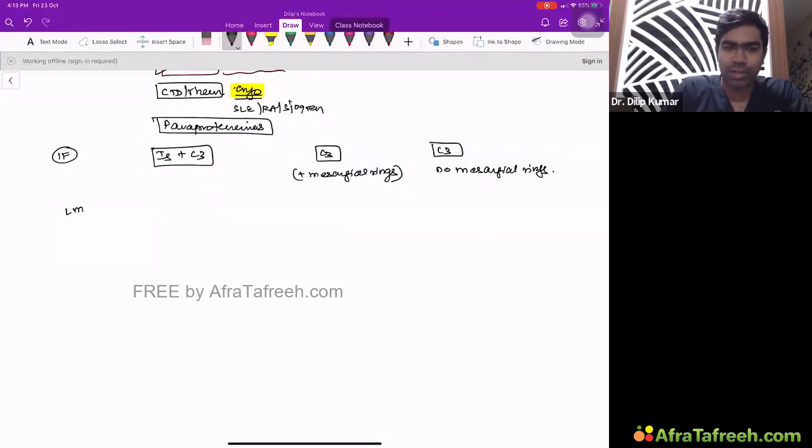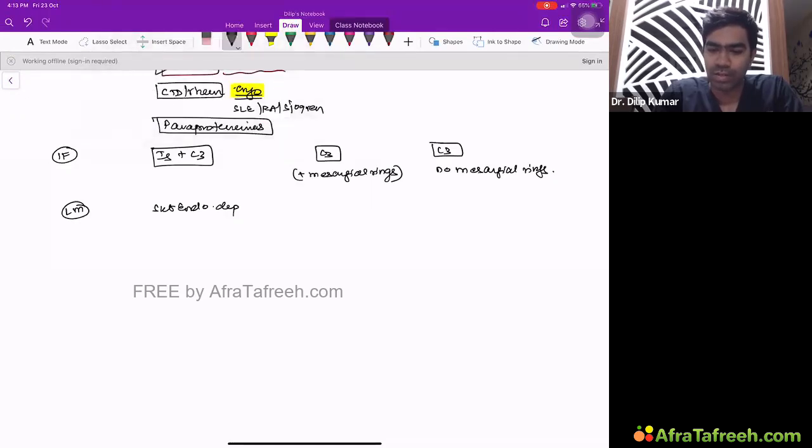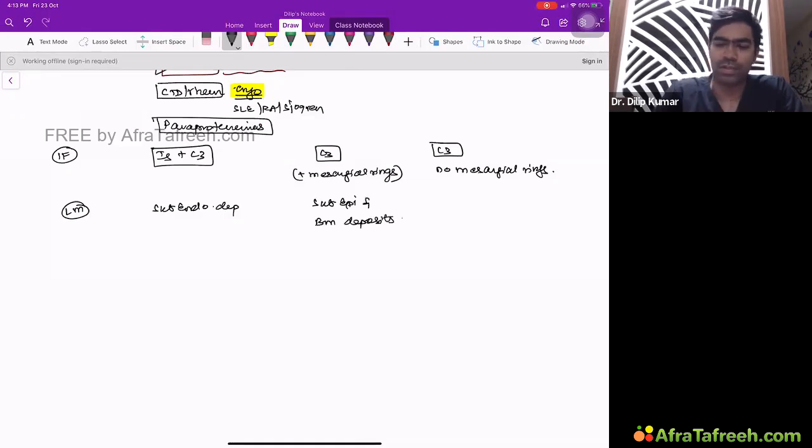When you move to light microscopy, what are the findings? Typically you will see subendothelial deposits here, whereas here you will see subepithelial deposits predominantly, but it's quite variable. In type 2, you will see subepithelial and basement membrane deposits. This is what you see in type 2. And in type 3, it is actually quite variable. You can see deposits anywhere, but this is not important at all.